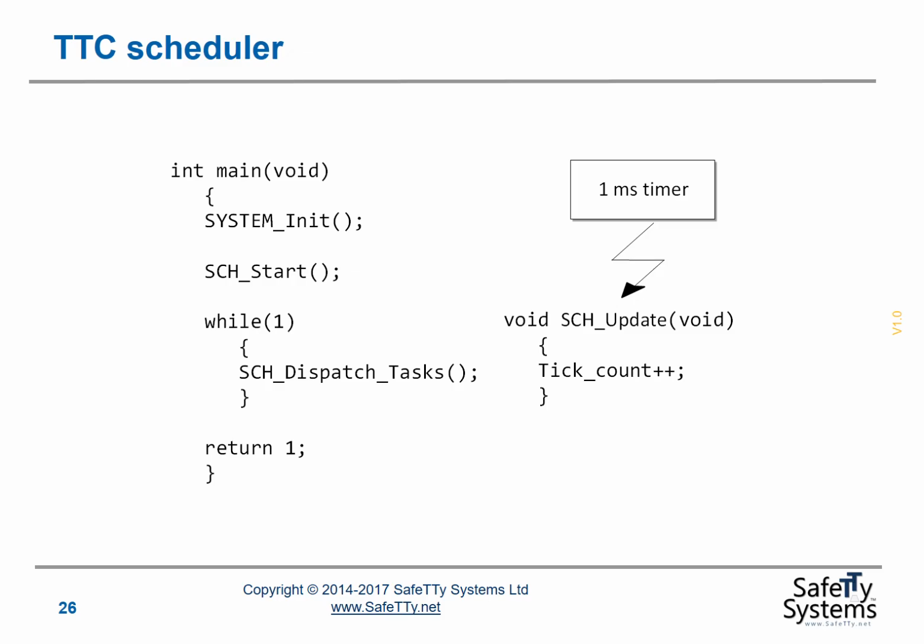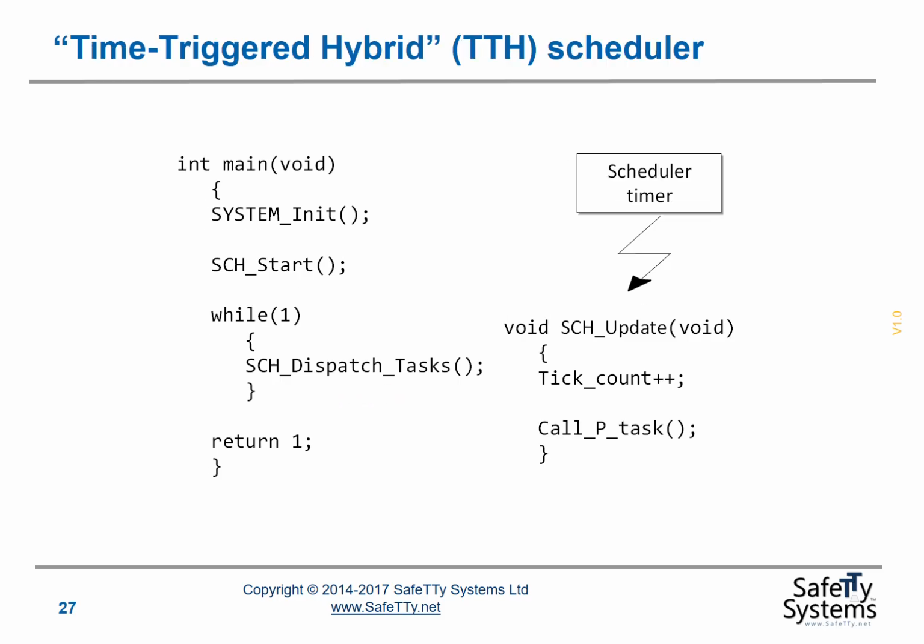So, as you'll appreciate by now, this is a reasonable overview of how a TTC scheduler operates. All the tasks in this case are released by the dispatcher. Let's turn this into a time-triggered hybrid, or TTH, scheduler. This is very easy to do.